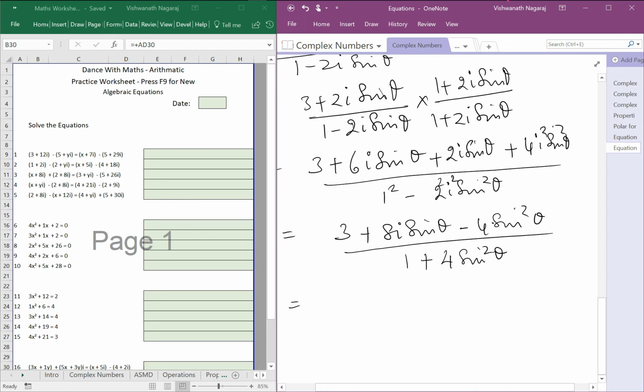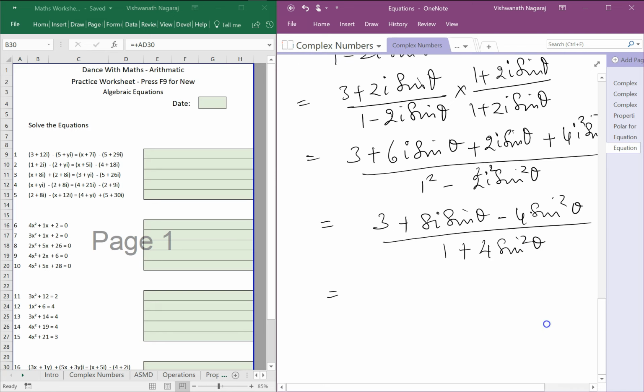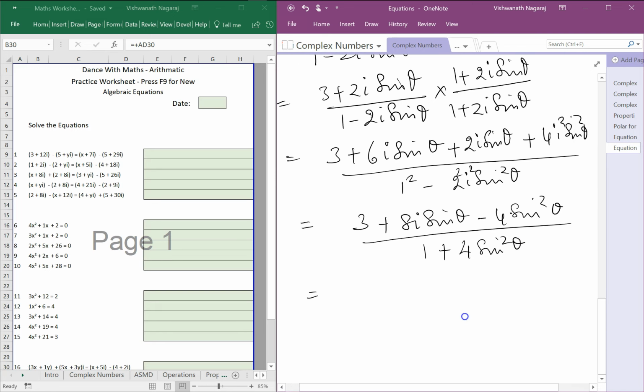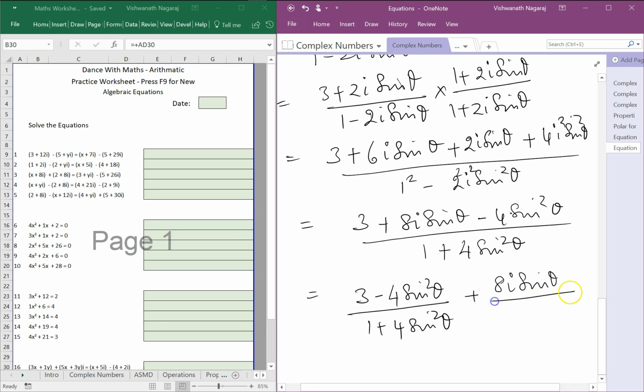Now we can split it into real and imaginary parts. So (3 minus 4 sin²θ) by (1 plus 4 sin²θ), plus 8i sinθ divided by (1 plus 4 sin²θ).